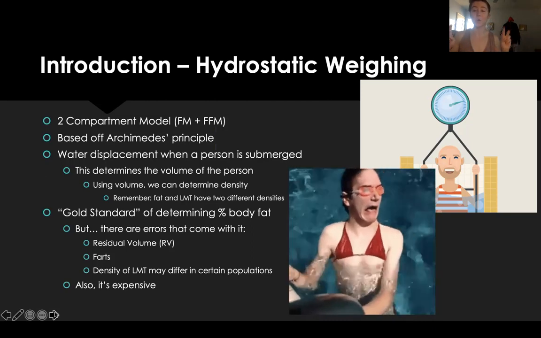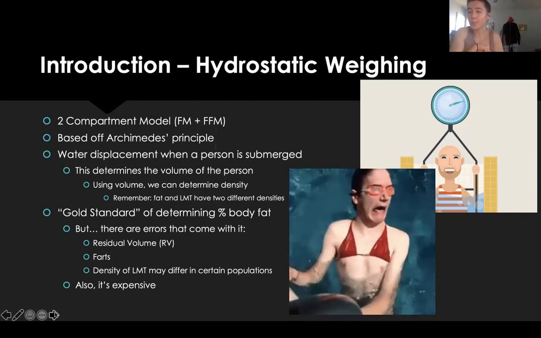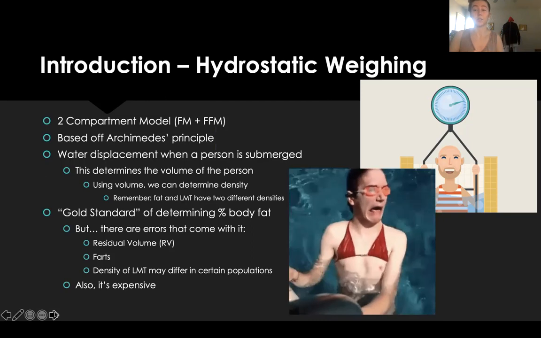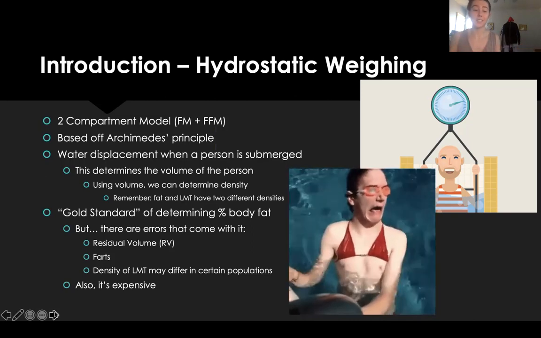It is the gold standard of determining body fat percentage, which I don't know about that, because DEXA is pretty sweet, so I feel like that would be considered the gold standard. I feel like, depending on the hydrostatic weighing tank being used and how accurate the machine is, that might not be as accurate as DEXA, but it is considered the gold standard.